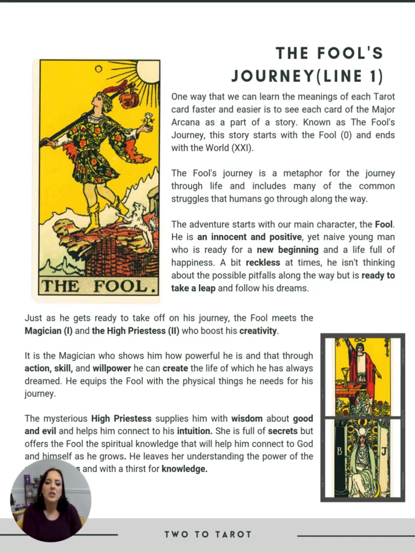But our adventure is going to start with our main character, the fool. He's innocent, he's positive, he's naive, and he's ready for a new beginning. He's full of life and happiness. You can see him here with his little dog, and he's literally about to take a step off of that cliff. He's got his head up, the sun is behind him, and that represents happiness.